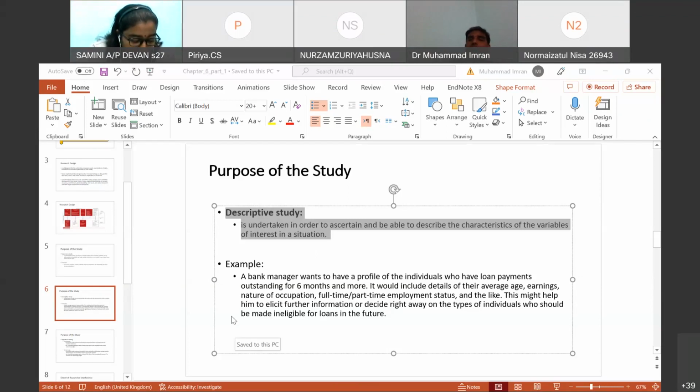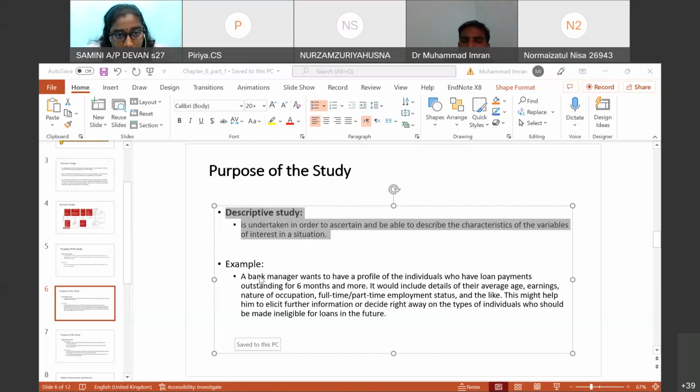Anyway, this is purely an example to understand the descriptive study. A bank manager wants to have a profile of individuals who have loan payments outstanding for 6 months and more. This is one of the research questions posed. It would include details of their average age, earnings, nature of occupation, full-time or part-time, employment status, and many more. This might help him elicit further information or decide right away on the types of individuals who would be made ineligible for loans in the future.